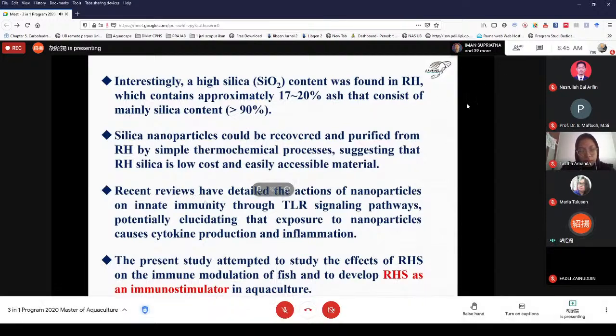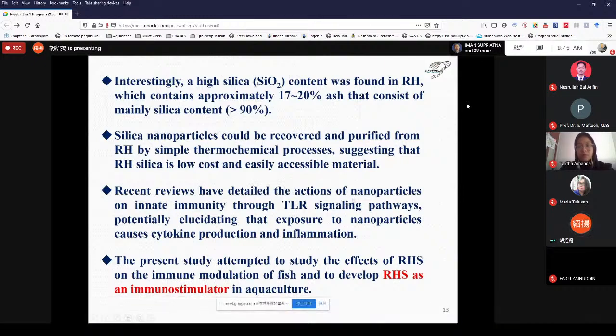Reviews find that silica, when the host is treated with nanoparticle silica, can induce some innate immunity through the toll-like receptor signal pathways and cause some inflammation. So it means if the host or the fish is exposed to a high dosage of silica, it may have damage or toxicity.